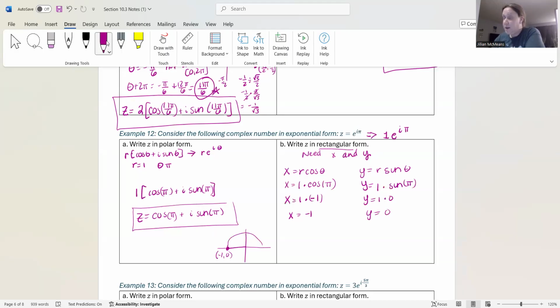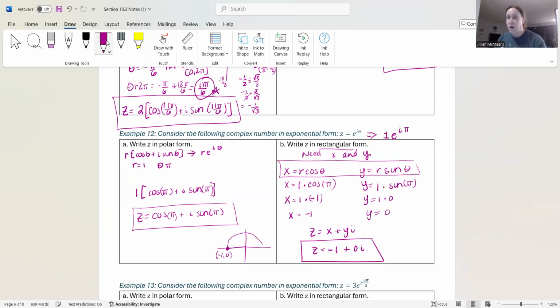So we want to write z, that's our complex number, in rectangular form. So remember, z equals x plus yi. So just plug in these values. We would say z equals -1 for x plus 0i. And that's it. Okay, so finding rectangular form isn't too bad. You have to find the x and the y, and we've got these values right here.